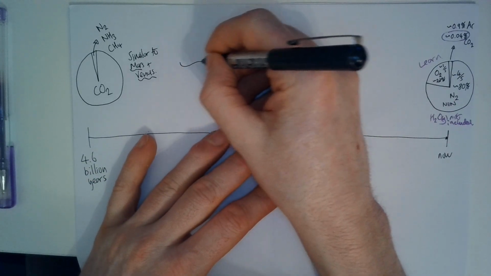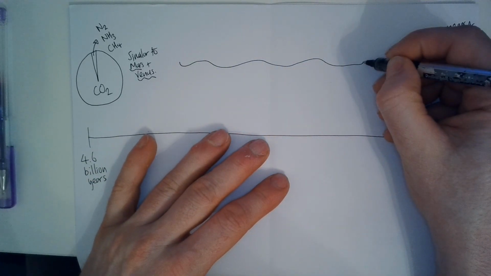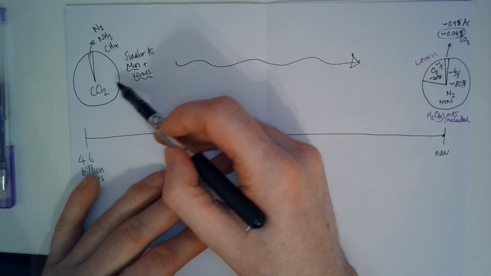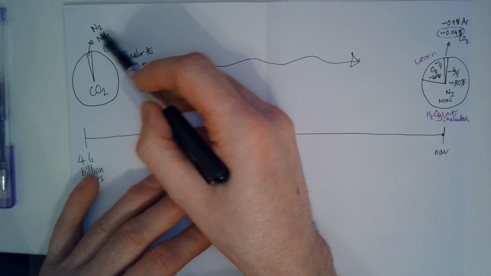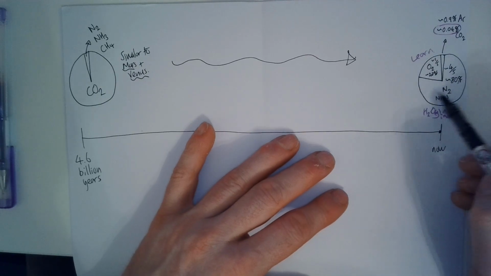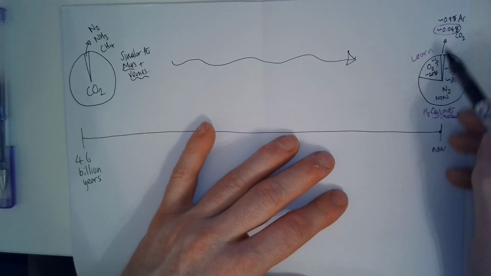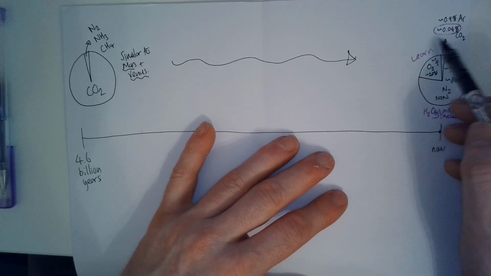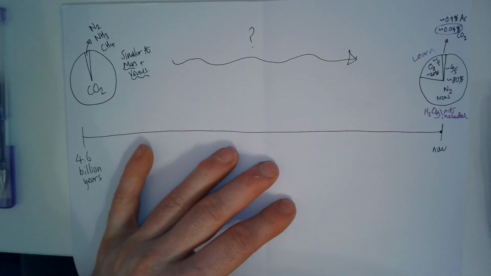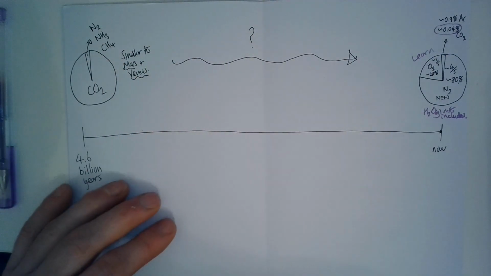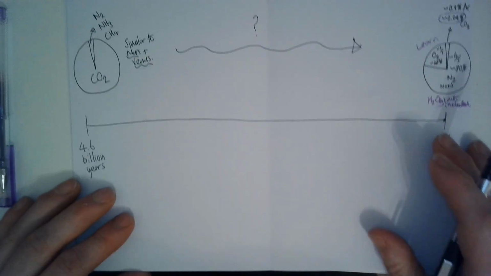So in today's lesson, we're going to look at how we've gone from nearly all carbon dioxide and no oxygen and a tiny bit of nitrogen to nearly all nitrogen, loads of oxygen, and where's all the carbon dioxide gone? So this is what we're going to learn today. Everything on here you need to know, including the Mars and Venus stuff.